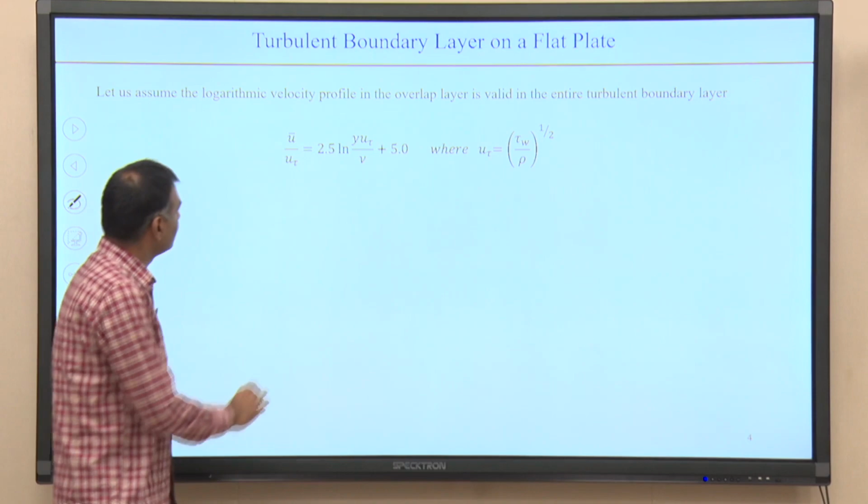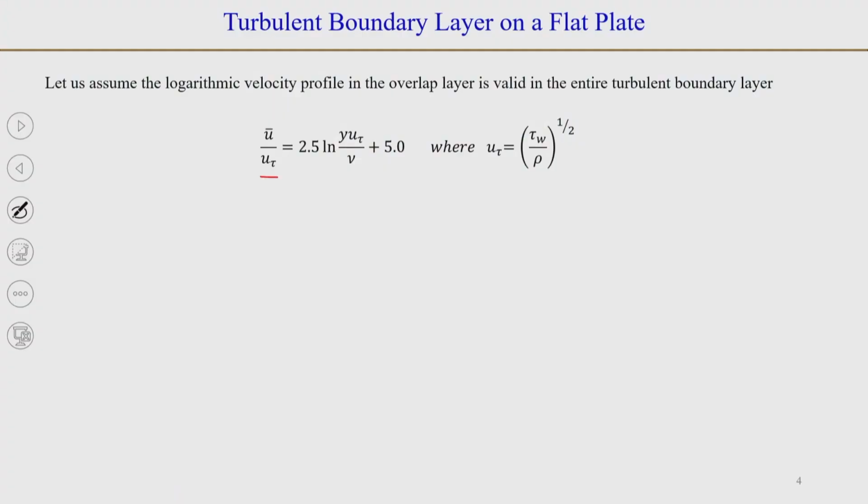This is the logarithmic velocity profile, which is basically u bar by u tau, which we call u plus also, is equal to 2.5 times ln of y u tau by nu plus 5. This y u tau by nu is also called y plus. Now, we can consider when y is equal to delta, where delta is the disturbance thickness or boundary layer thickness.